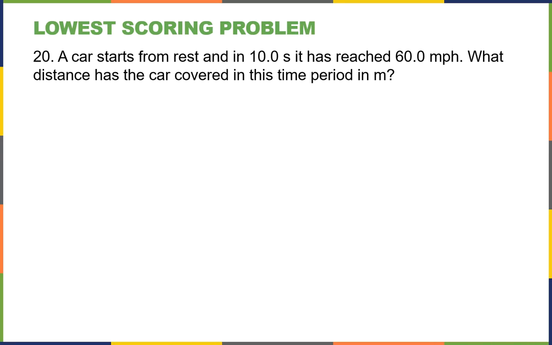Okay, so you want me to go with you? Sure. What was the first thing you had to do? And other people besides Randy can jump in. I know he's excited, but what's the first thing you had to do? Convert 60 miles per hour to miles per second.